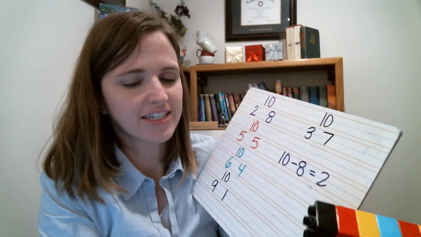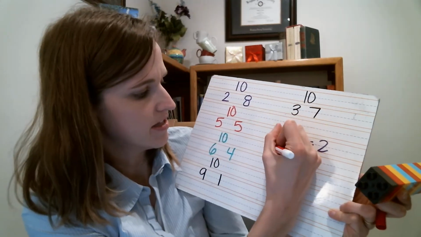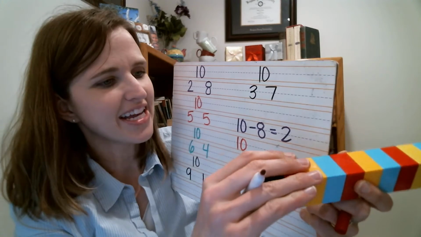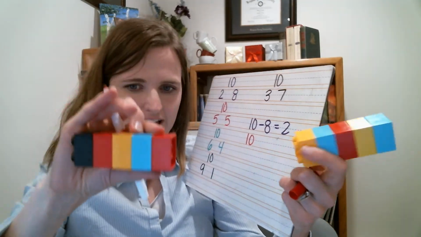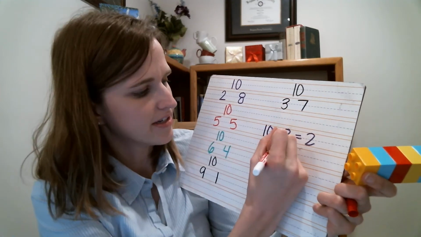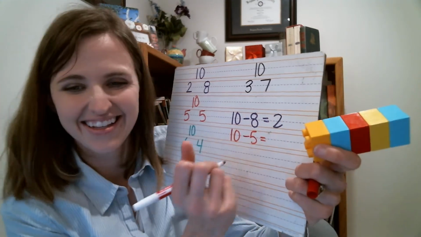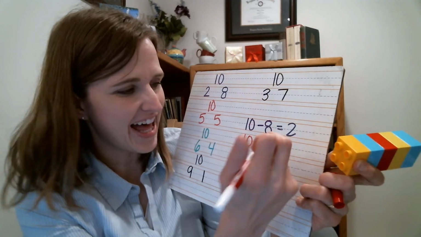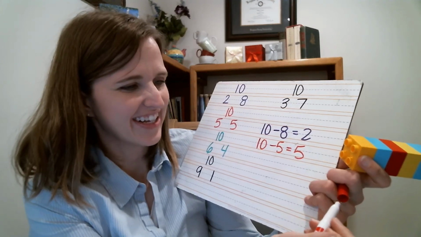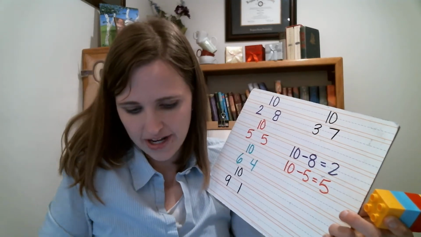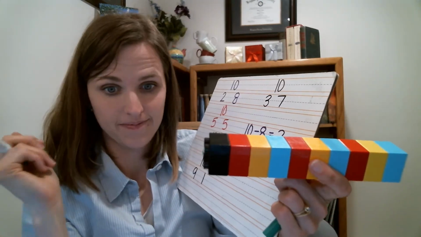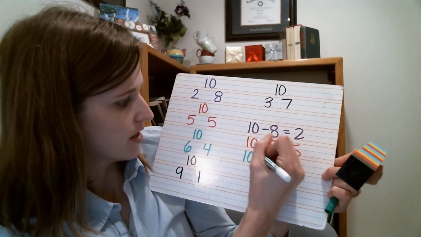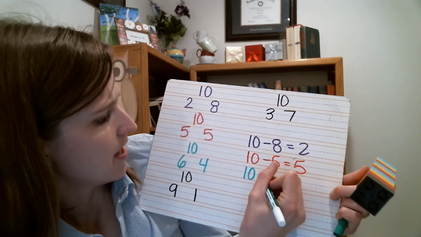What if I start with 10, and then I take away 5. I separate 5 off. How many do I have left? I have 5 left. Very good. What if I start with 10? Better start with 10 again. And then I take away 4.